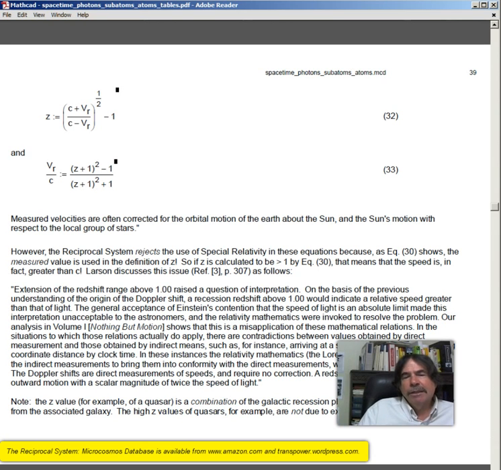In these instances, the relativity mathematics, i.e. the Lorentz equations, are applied to the indirect measurements to bring them into conformity with the direct measurements, which are accepted as correct. The Doppler shifts are direct measurements of speeds and require no correction. A redshift of 2 indicates a relative outward motion with a scalar magnitude of twice the speed of light." Note, the z-value, for example, of a quasar is a combination of the galactic recession plus any explosive velocity away from the associated galaxy. The high z-values of quasars, for example, are not due to extreme distances.